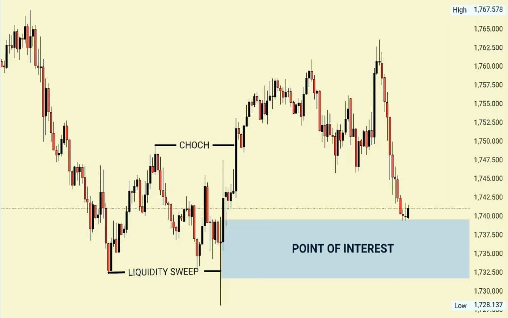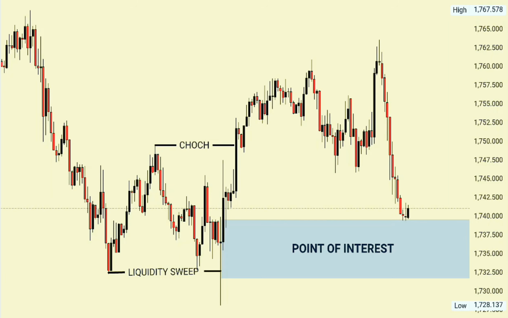In this case, after the liquidity sweep and the change of character, price retraces back into this point of interest. This pullback is healthy and expected, as markets often return to rebalance inefficiencies before continuing in the new direction. Notice how price respects this zone and shows strong rejection from it. This reaction confirms that buying interest is present and that the area is being defended.